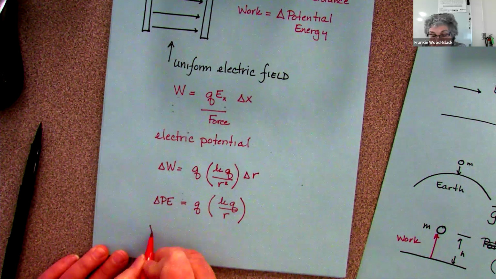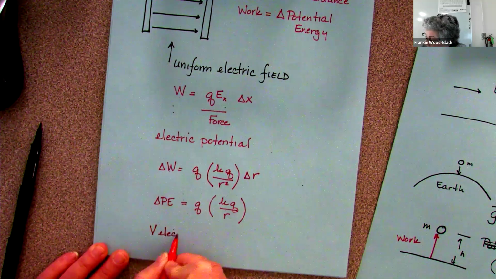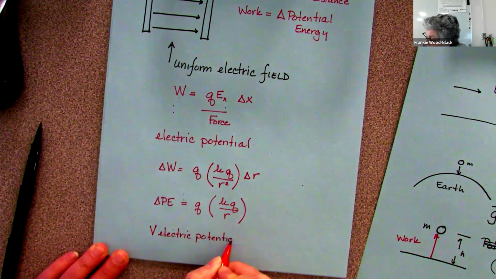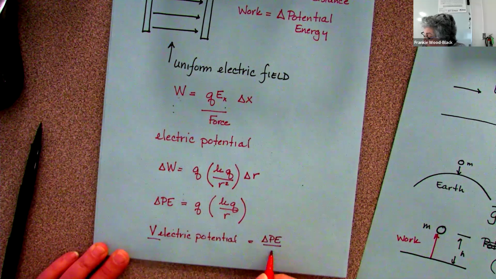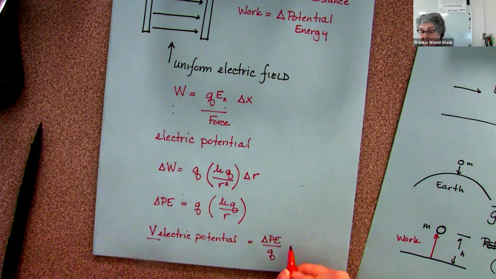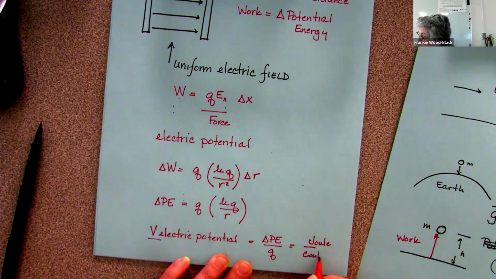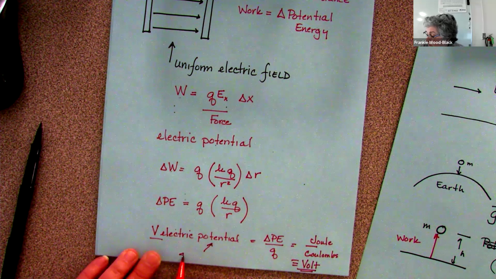And we're going to define an electric potential as our change in potential energy divided by the charge. And this is going to be in units of joules per coulomb. Or we're going to define that as a volt. And this is something that can be measured.